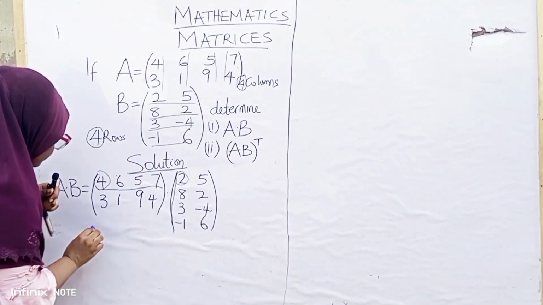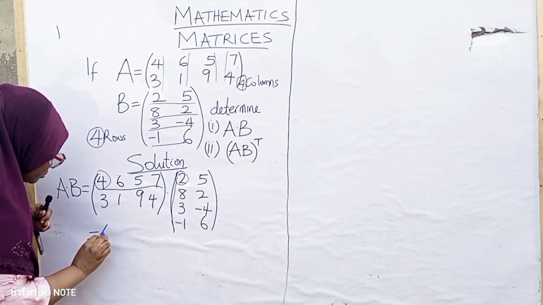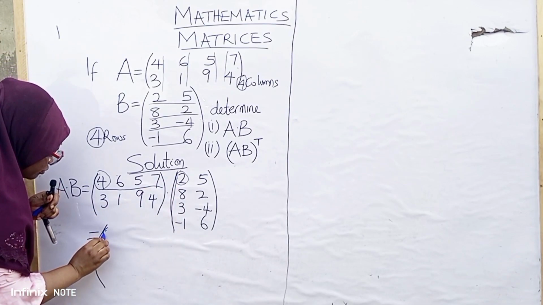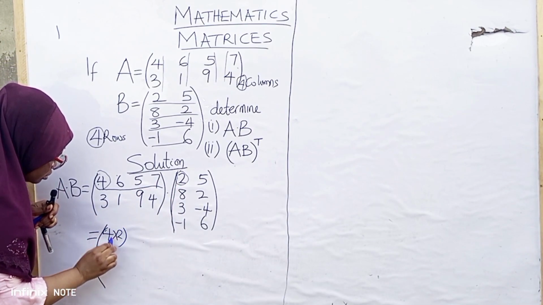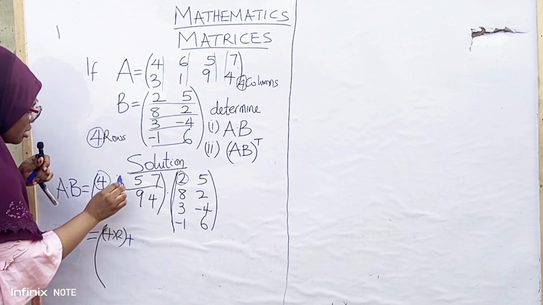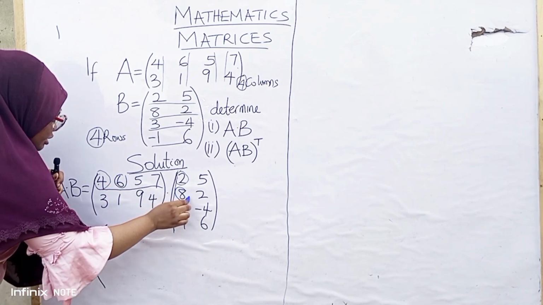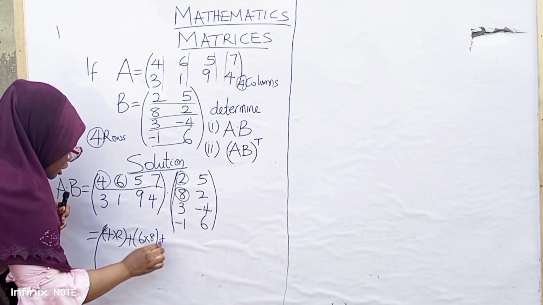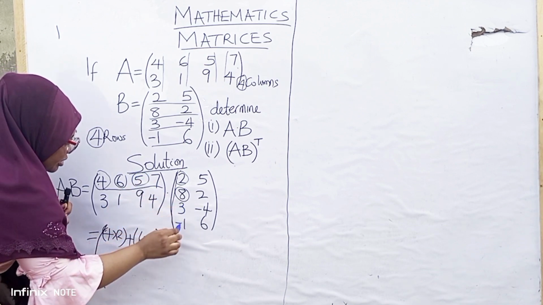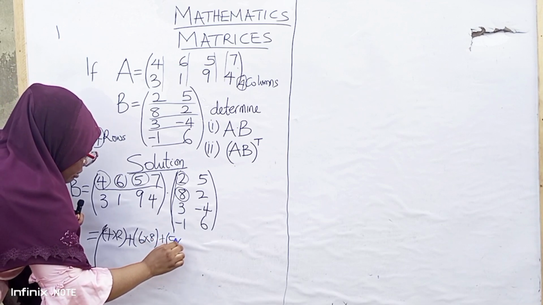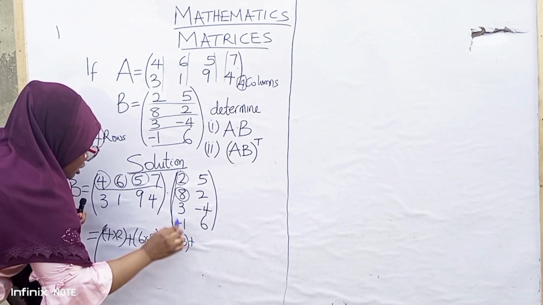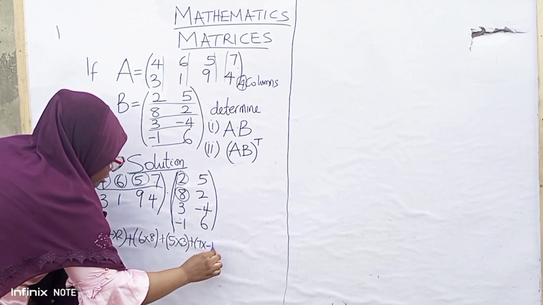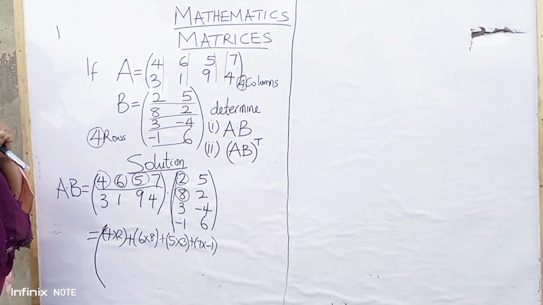So it will be equal to 4 multiplied by 2, plus 6 multiplied by 8, plus 5 multiplied by 3, plus 7 multiplied by minus 1. So you are done with that one.